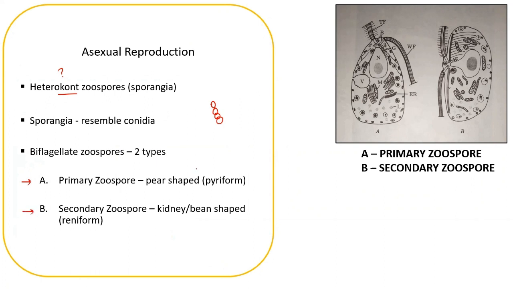You should be knowing the type of both the kinds, and what are the different organelles that they contain, as well as what are K bodies. So these kind of details you should be knowing about these zoospores.